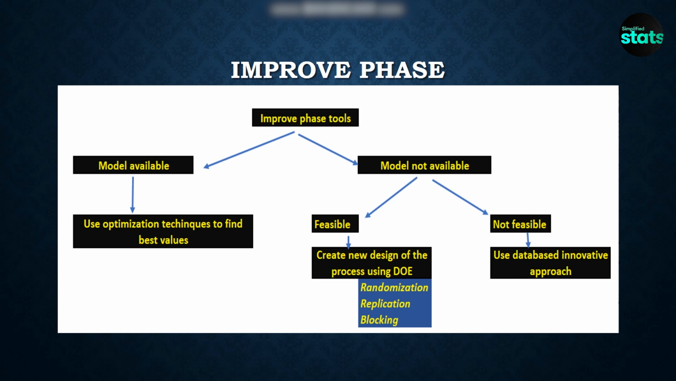Moving on to the fourth phase, the improve phase. In the improve phase, now you have to understand whether a y = mx + b model is available or not. If it is available, you can directly apply the optimization techniques and find the best values of x that help you find the value of y. If the model is not available, you need to figure out, is it feasible? If it is feasible, you will try to create the model by changing the design of the entire process. That is where design of experiments comes into the picture. But if the model is not available and not feasible as well, you need to use other techniques which are not under the curriculum of Six Sigma Green Belt.